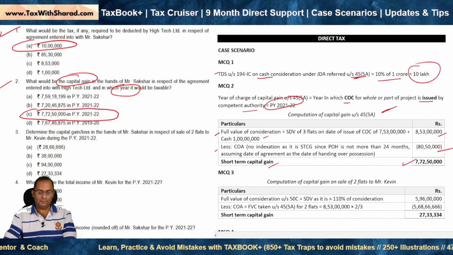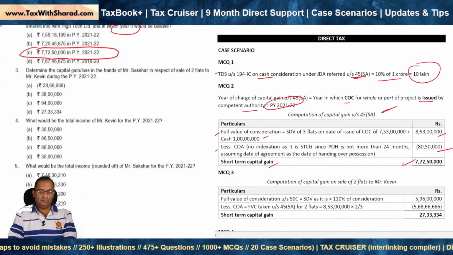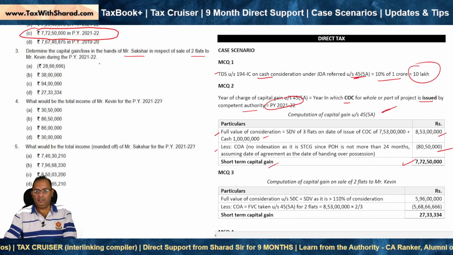7 crore 72 lakh 50,000 in previous year 21-22 is the answer. Okay, let's now move to the third question. Determine the capital gain or loss in the hands of Mr. Sakshar in respect of sale of 2 flats to Mr. Kevin during previous year 21-22.